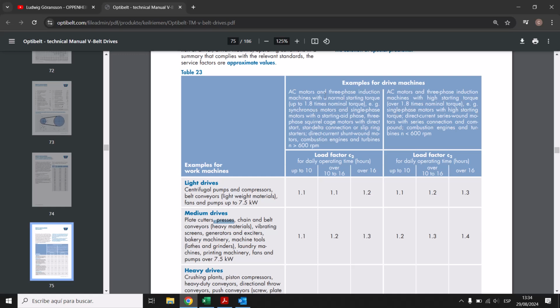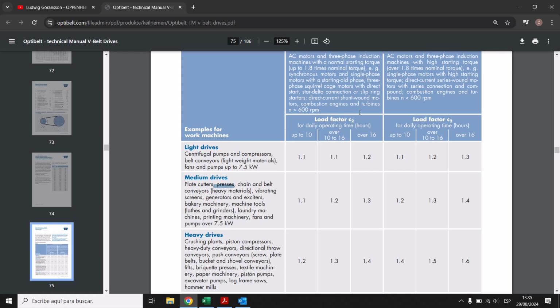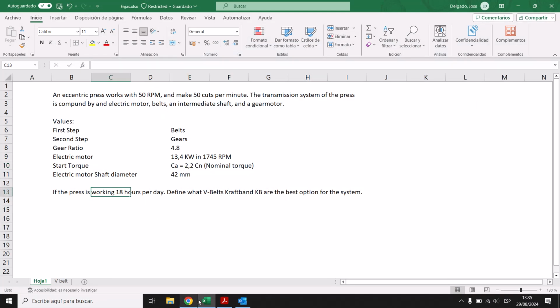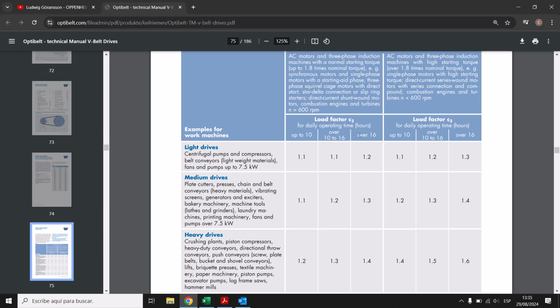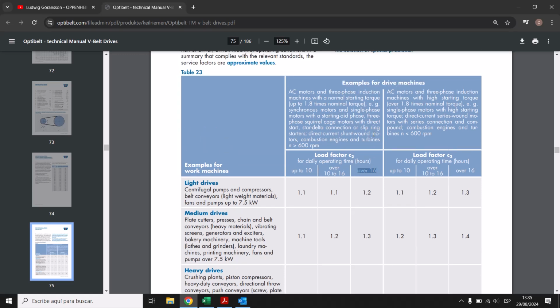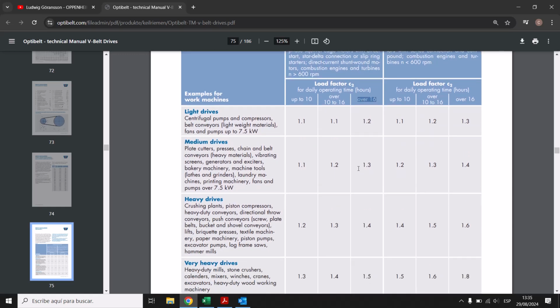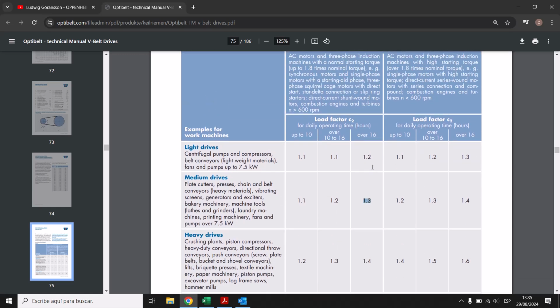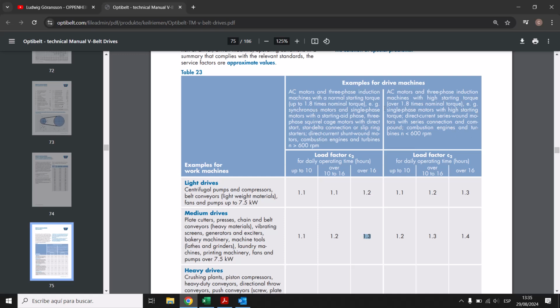Okay, but this information you can also have it on the electric motor plate. So that's the information of the brand, maybe. Okay, and you have the working hours. So we have 18 hours for this case. So we are over 16. Sorry, we are over 16. So we should put 1.3. Okay. Oh no, sorry. This is up to the over.